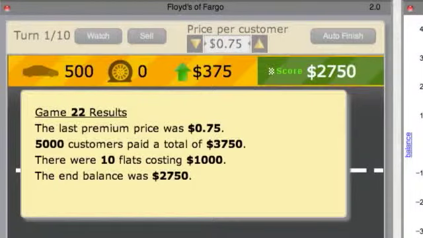Hello and welcome. This is a video for teachers about a data game called Floyd's of Fargo. It's about a fictitious insurance company. You're insuring drivers against flat tires. The object of the game is to make as much money as you can in 10 turns. Since the only control you have is the price of the premium you set, making the most money amounts to finding the best premium price.